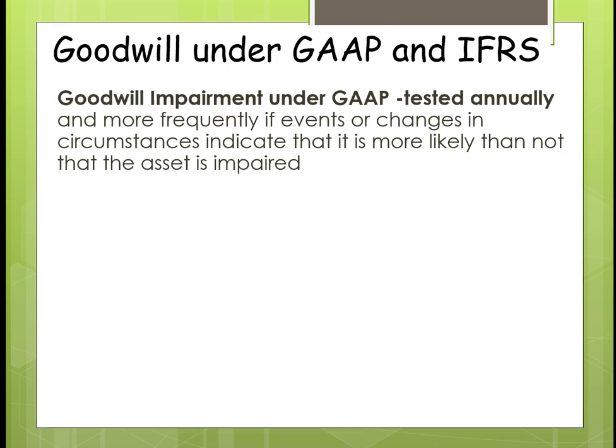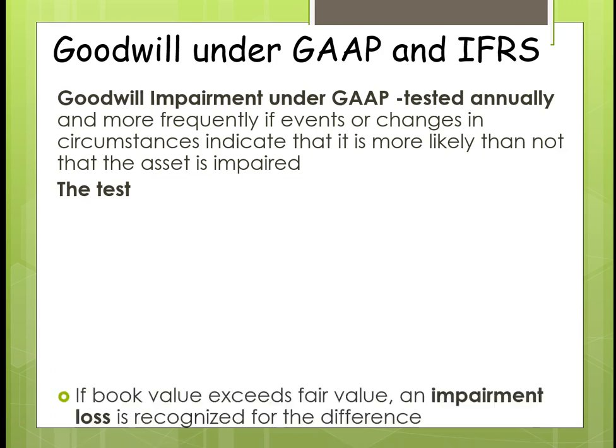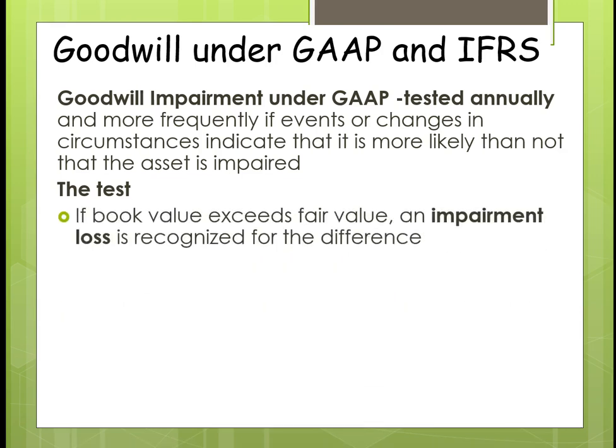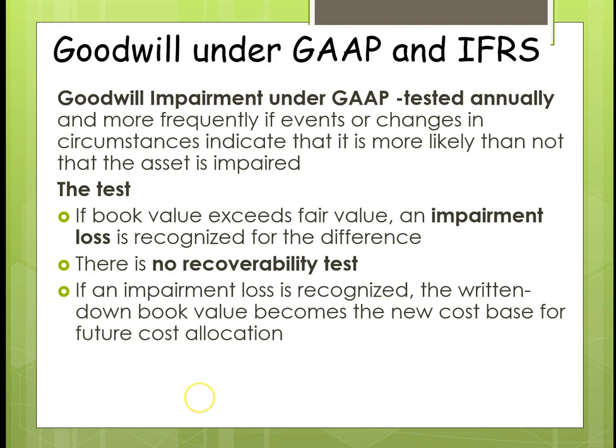Now, goodwill impairment under GAAP is tested annually and more frequently if events or changes in circumstance indicate that it's more likely than not that the asset is impaired. The test: if the book value exceeds fair value, an impairment loss is recognized for the difference. There is no recoverability test. If an impairment loss is recognized, the written-down book value becomes the new cost base for future cost allocations. So let's take a look at a problem.